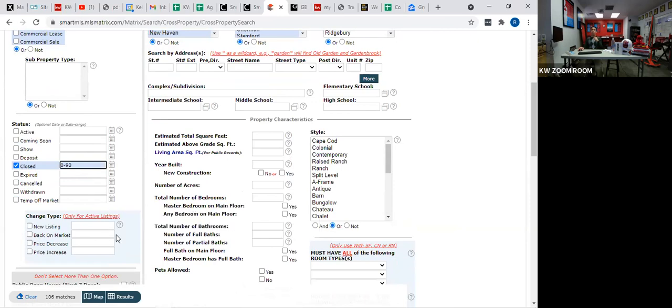And what I get, I have to move stuff out of the way here. What I get is 106 properties have closed in the last 90 days. You see where I'm getting that right down here at the bottom?